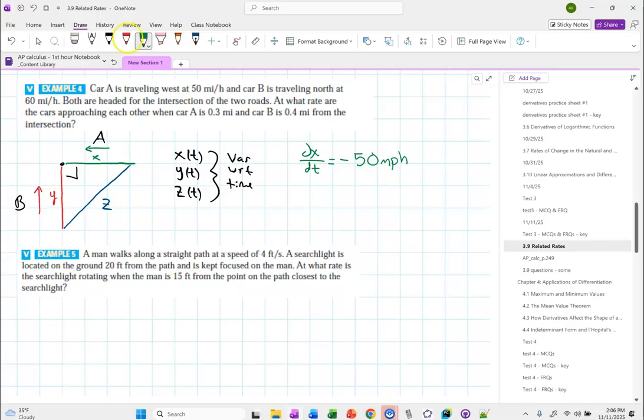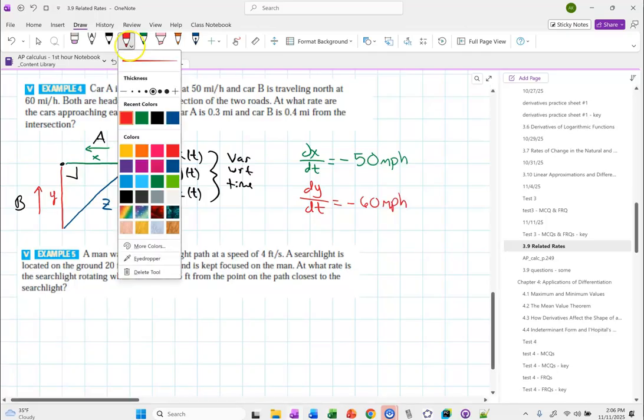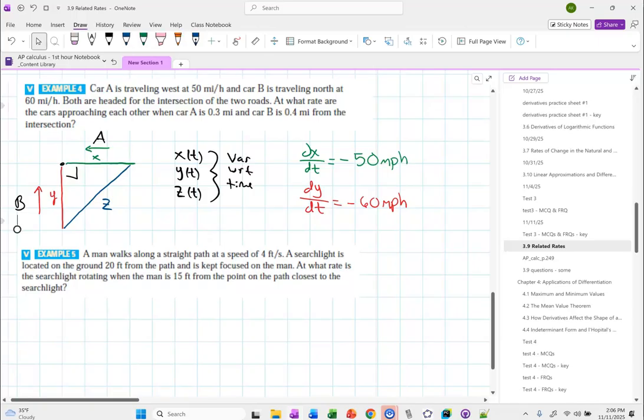Okay, the car B traveling north at 60 miles per hour, we should write that as dy/dt equals negative 60 miles per hour. Good, for the same reason, right? And we're looking at what rate the cars are approaching each other when car A is 0.3 and car B is 0.4 from the intersection. What is that representing? The distance between.